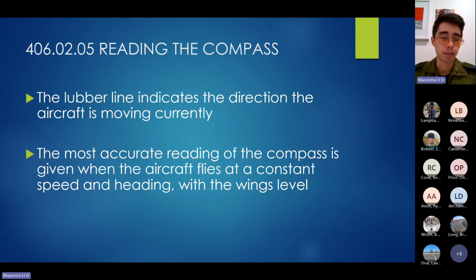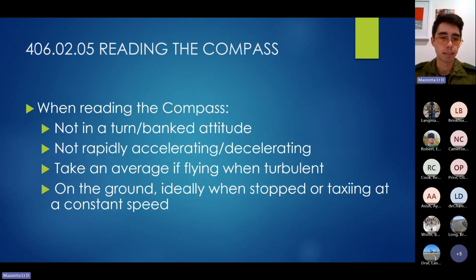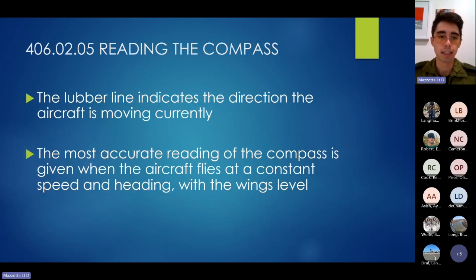So how to read the compass. Like I mentioned earlier, the lubber line indicates the direction that the aircraft is currently moving in. And the most accurate reading is going to be when the aircraft flies at a constant speed and heading at a level attitude. Attitude means how the nose is pointing. Is it a nose up attitude, a nose down attitude, or a wings level attitude? So you're flying straight and level.